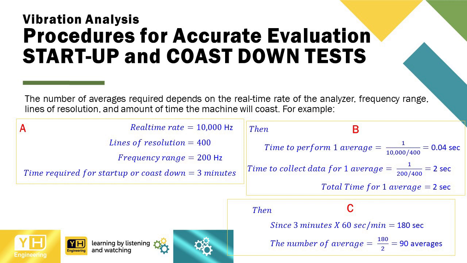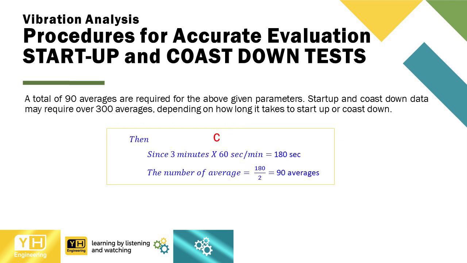Total time for one average is 2 seconds. Then, since 3 minutes multiplied by 60 seconds per minute equals 180 seconds, the number of averages equals 180 divided by 2, equal to 90 averages. A total of 90 averages are required for the above given parameters. Startup and coast down data may require over 300 averages, depending on how long it takes to start up or coast down, as shown below.